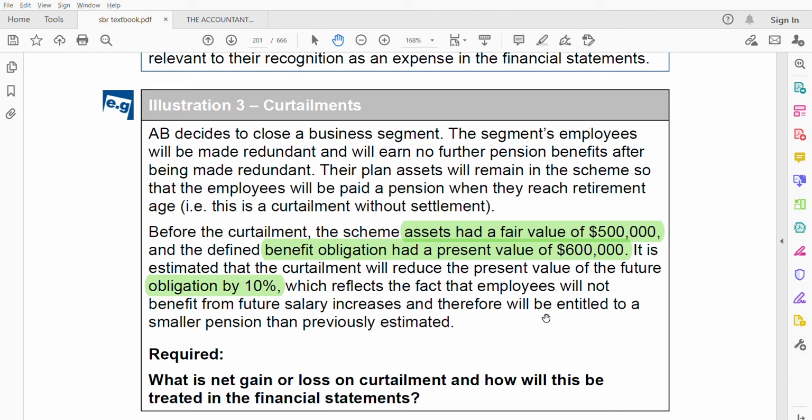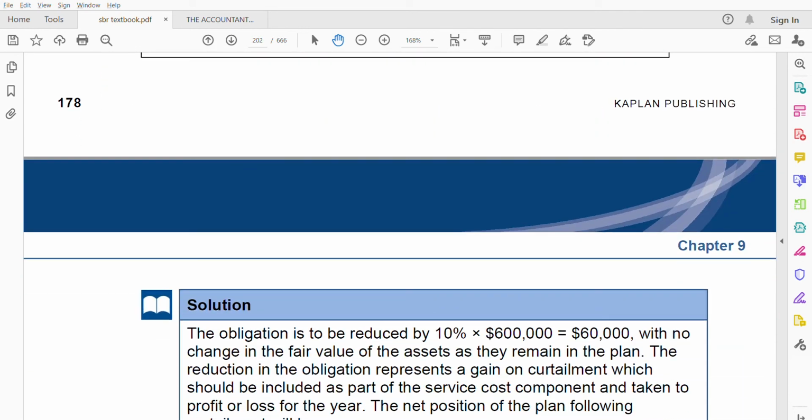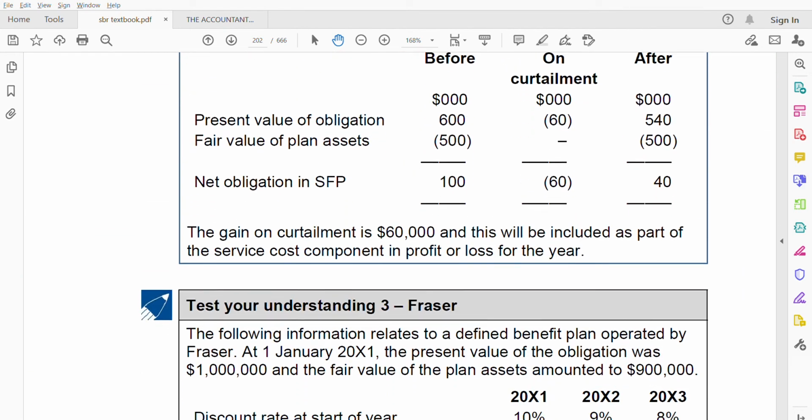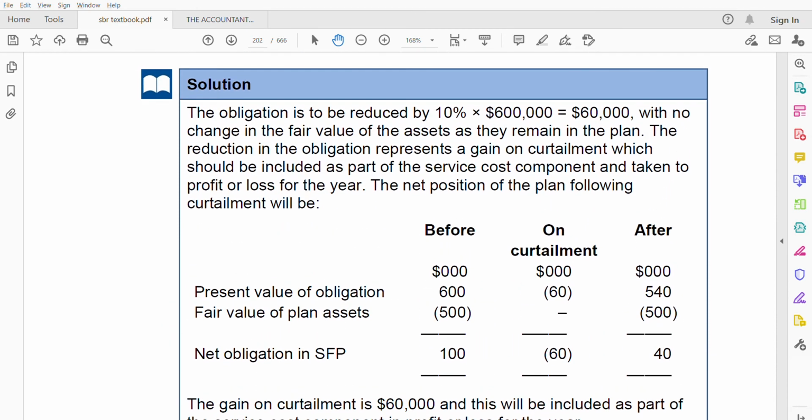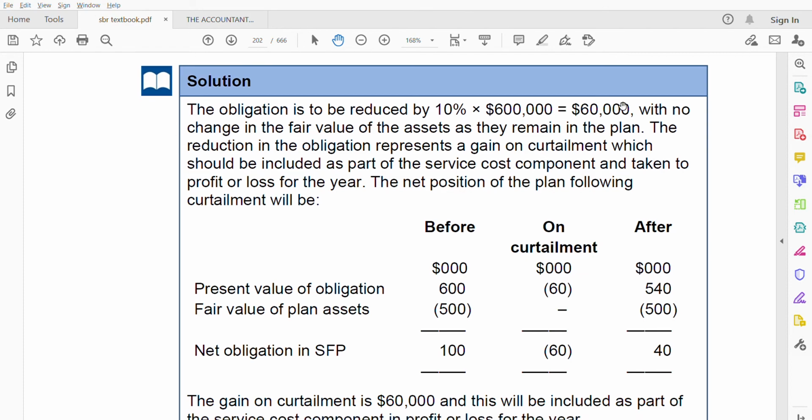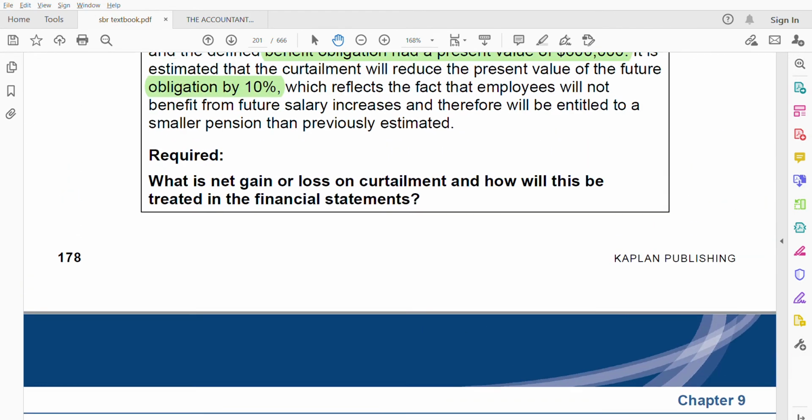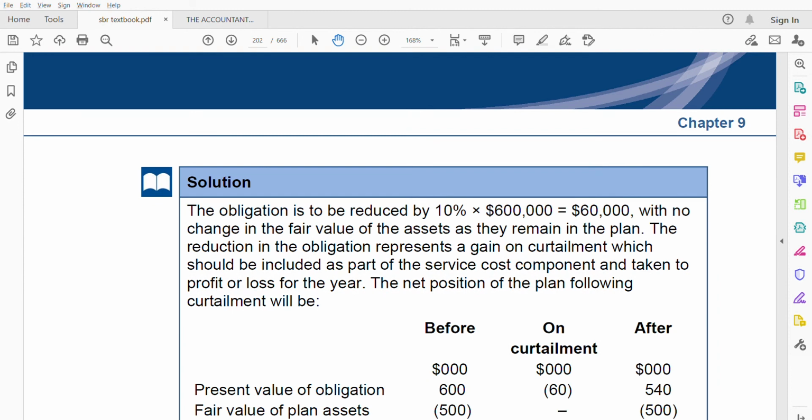What is the net gain or loss on curtailment, and how will this be treated in the financial statements? When you are having a curtailment, there will be some gain or loss. That also should be treated in the financial statements. How will it be treated? So we know the amount of the obligation is 600,000. On that, they told it will be reduced by 10%. That means by 60,000 it will reduce the obligation, right? Yes, with no change in the fair value of the assets as they remain in the plan. Asset will not change; it will remain in the plan.